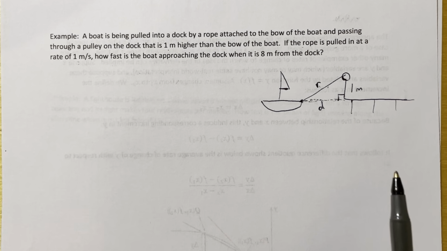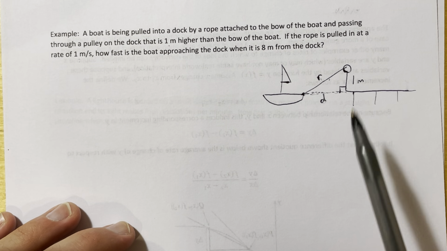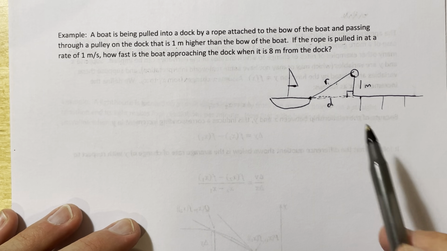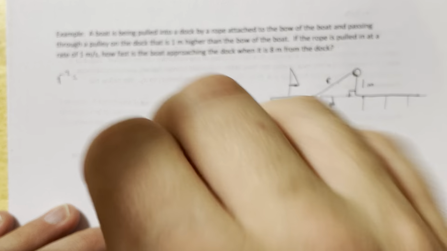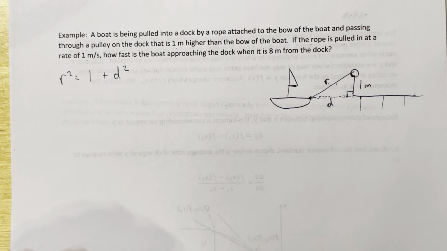These are all the quantities I'm going to need to answer this question. And if you notice, we have three sides of a right triangle. Those are related by the Pythagorean theorem. So I could write this: r squared is equal to 1 squared, which is just 1, plus d squared.